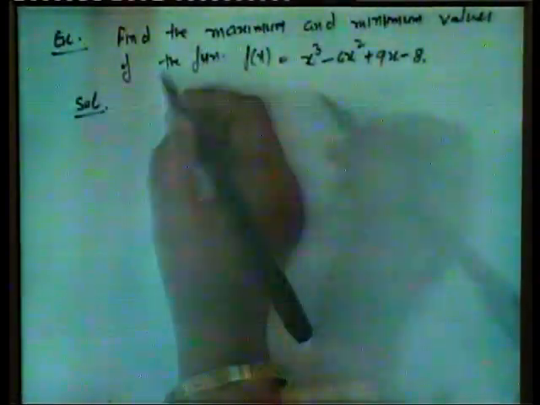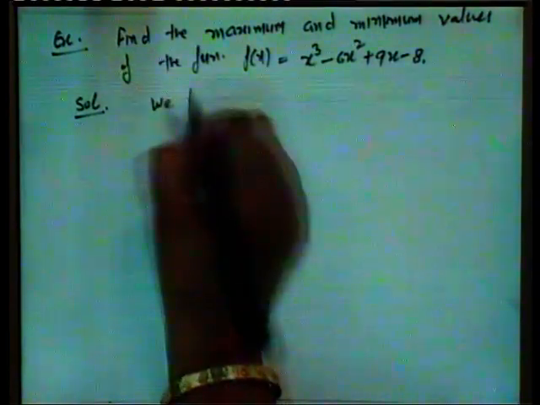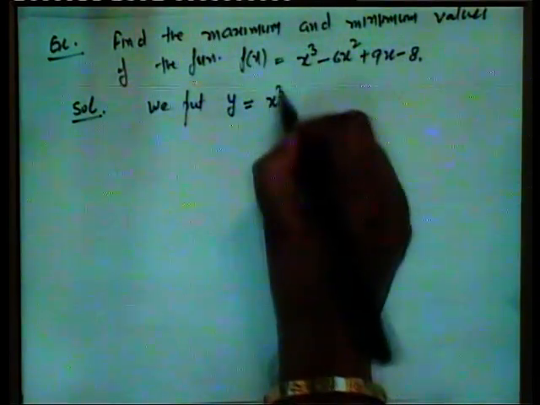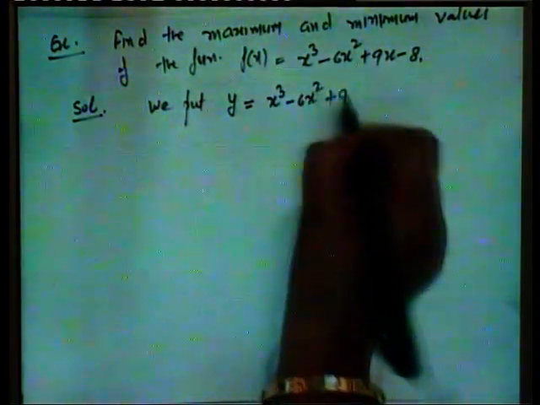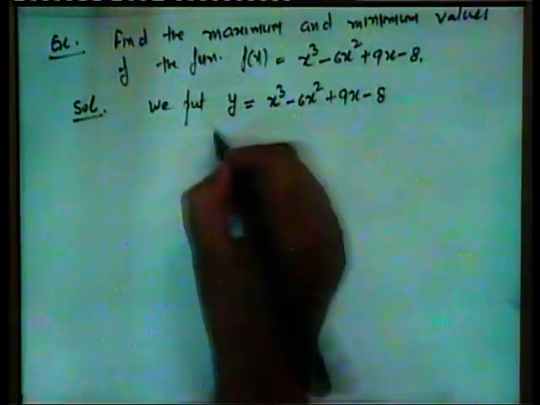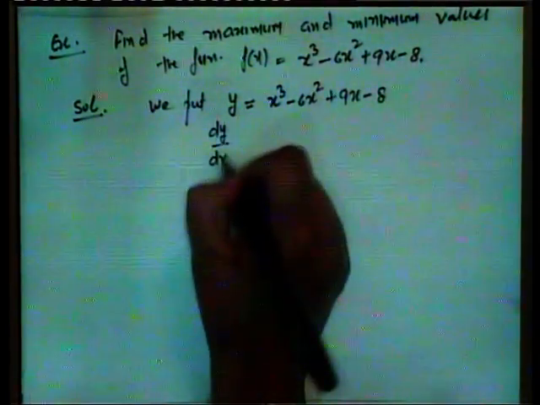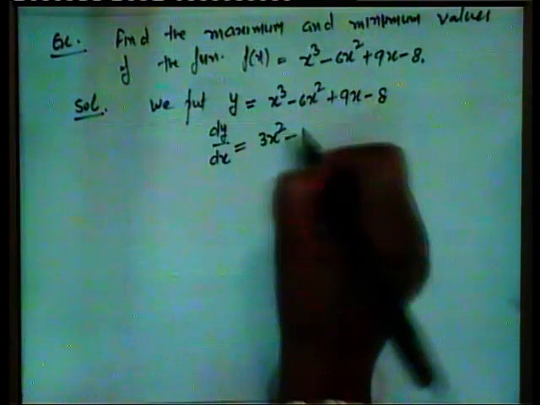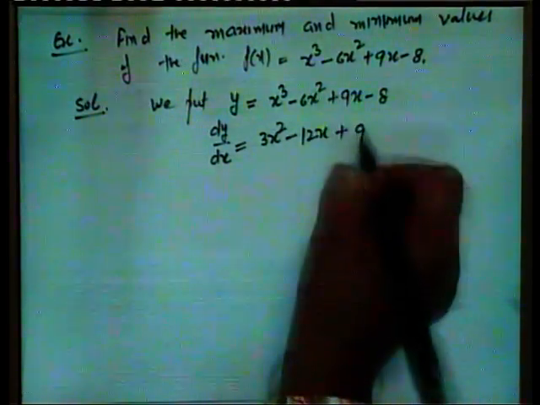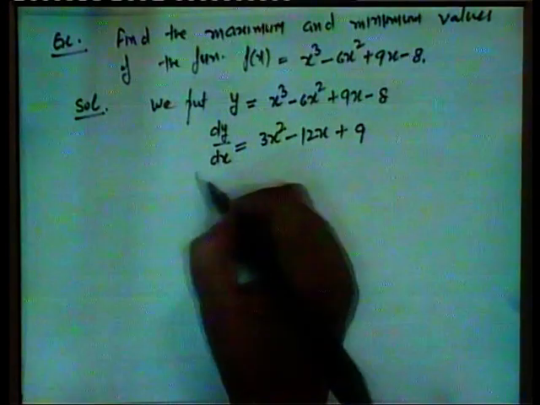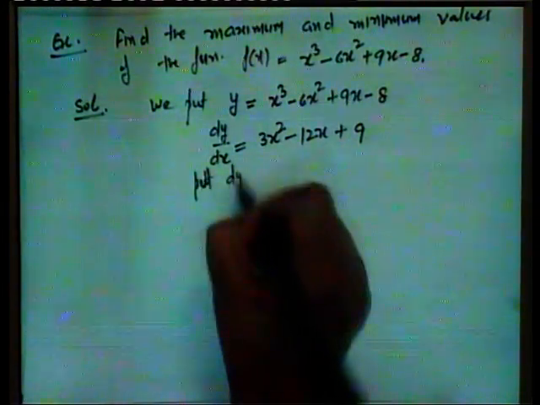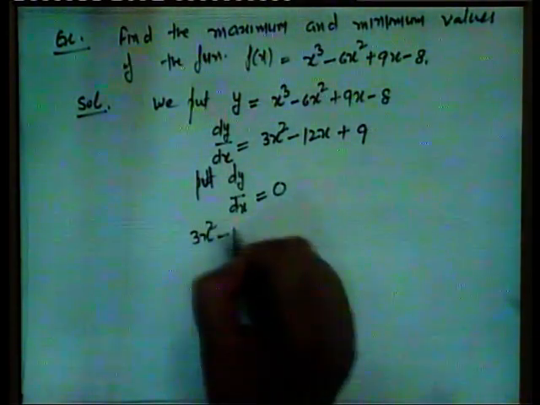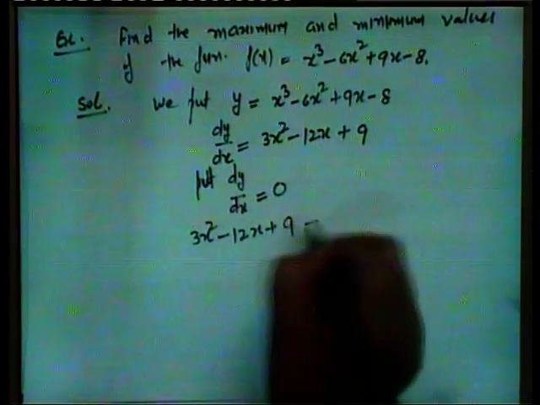As we have learnt, in the first step we put the given function equal to y. We put y = x cube minus 6x square plus 9x minus 8. Now, find dy by dx. Differentiating with respect to x, we get 3x square minus 12x plus 9. Now, equate it to 0, put dy by dx equal to 0. Therefore, 3x square minus 12x plus 9 is 0.